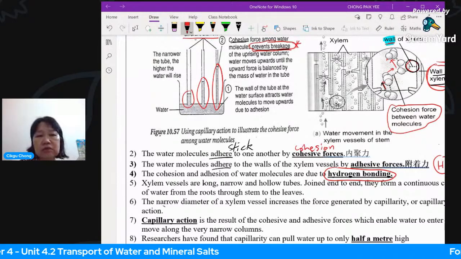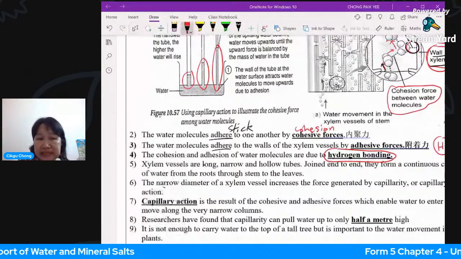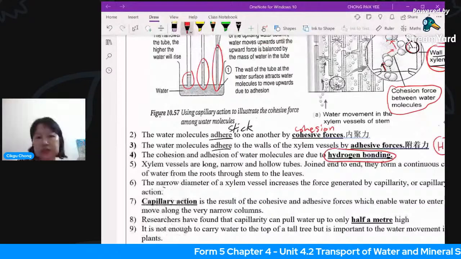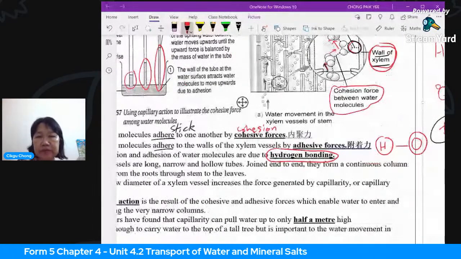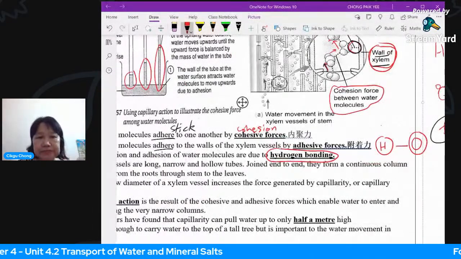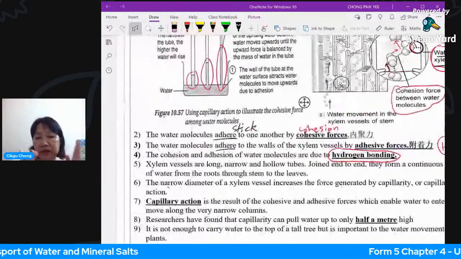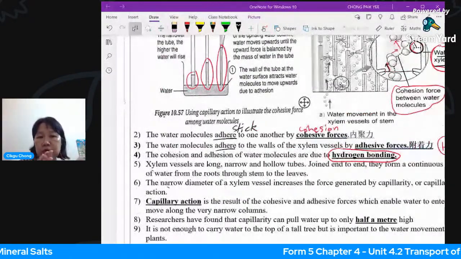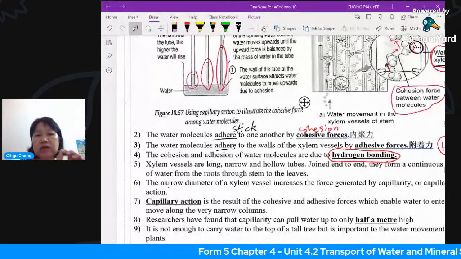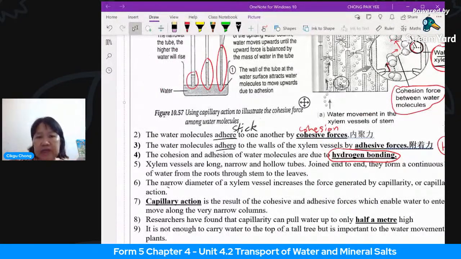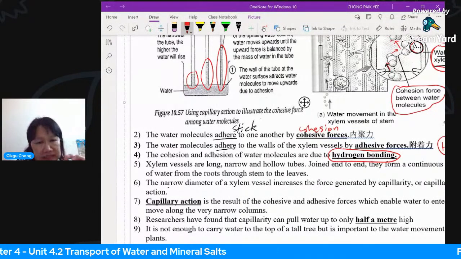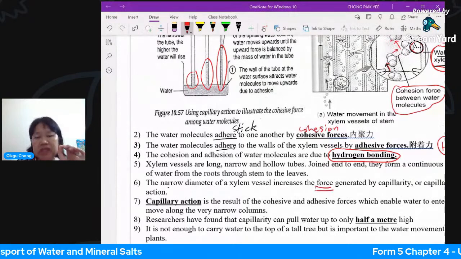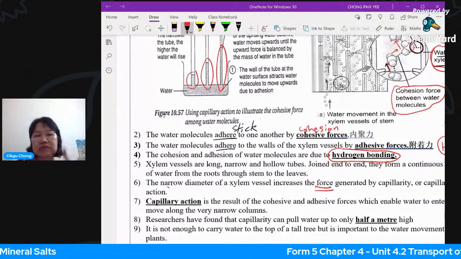The water molecules adhere, that means stick to the walls, by adhesive forces. This is due to hydrogen bonding, the bond between the hydrogen and oxygen because of different charges. Xylem vessels are very long and very narrow, so they form a continuous tube. The narrower the diameter of the xylem, the stronger the force will be, which means water is going to be sucked up very, very high.